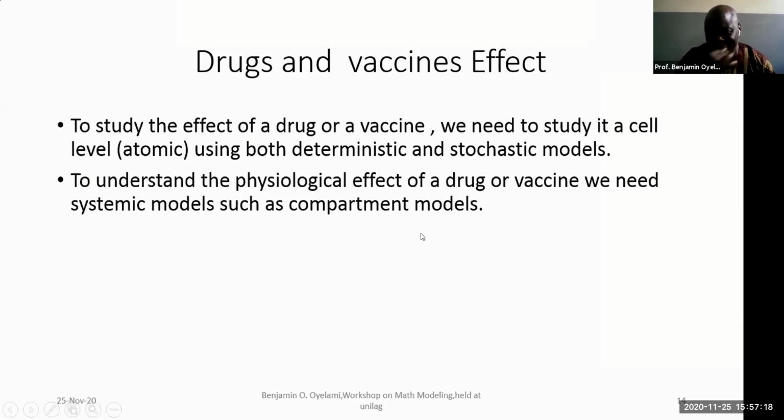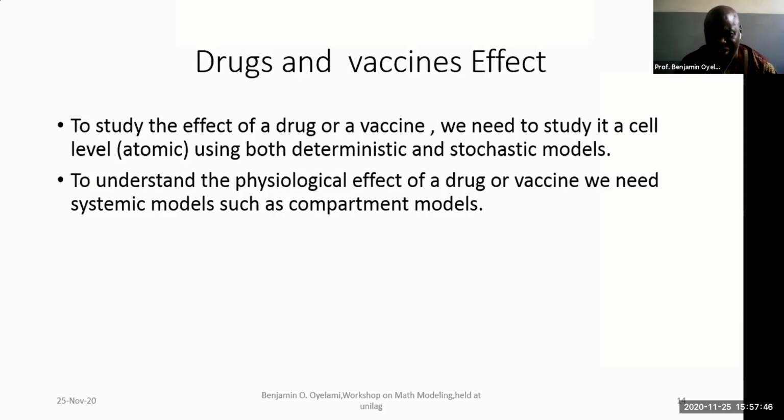Like Professor Emu Ibrahim was talking about, for example, you have to trace it. If somebody inhaled COVID, how does it go into the nose? How does it go into the lungs? And all those sort of things. So there are different compartments you have to model to be able to get a total overview of how that COVID actually works in the body.